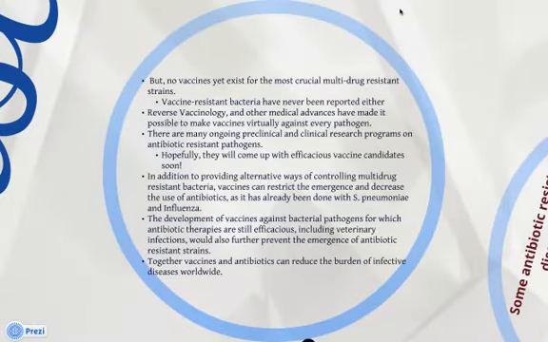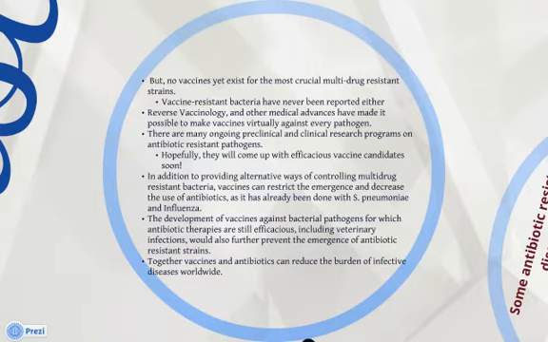Herd immunity also protects communities at a higher risk of infection, but no vaccines yet exist for the most crucial multi-drug resistant strains. Vaccine-resistant bacteria have never been reported either. Reverse technology and other medical advances have made it possible to make vaccines virtually against every pathogen. There are many ongoing preclinical and clinical research programs on antibiotic resistance pathogens. Hopefully, they will come up with efficacious vaccine candidates soon.